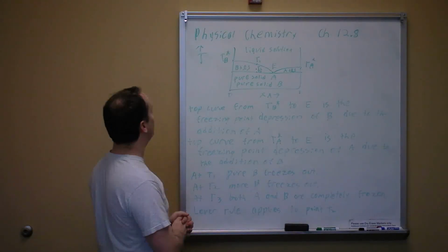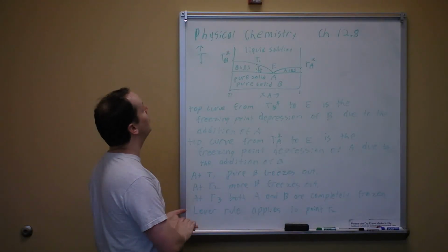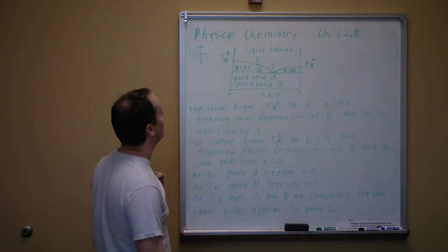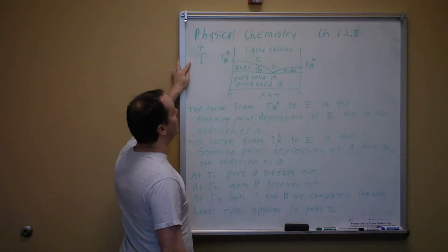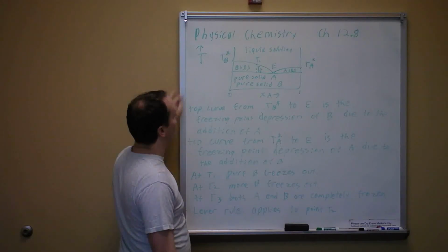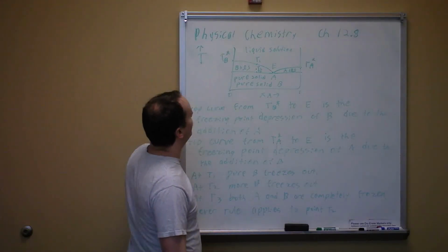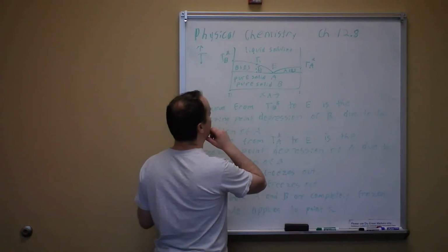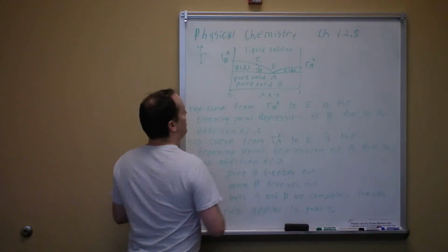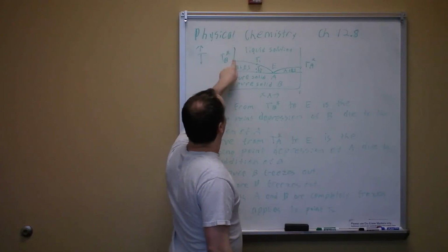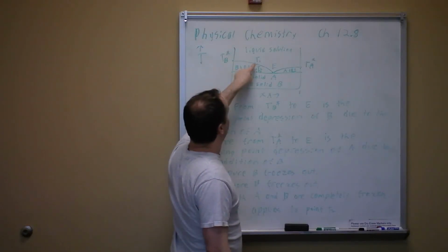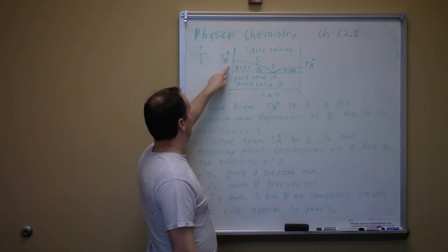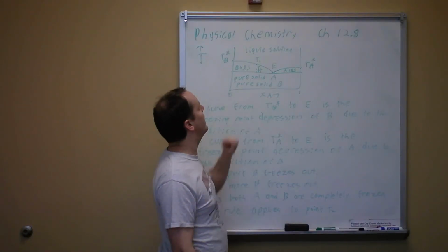Continuing on physical chemistry, chapter 12, section 8, we're still talking about when we have two components in liquid and solid phases, and they're completely miscible in the liquid phase, but completely immiscible in the solid phase. So this is the same diagram as before. I redrew it a little bit smaller so we can add some stuff here. So this top curve here, going from the normal boiling point down here, this is actually the freezing point depression of B caused by adding A.